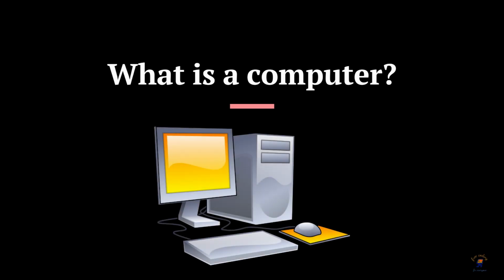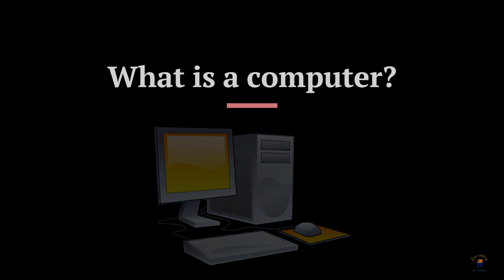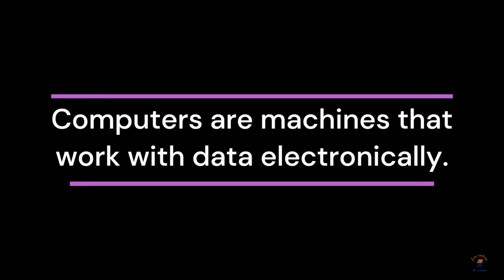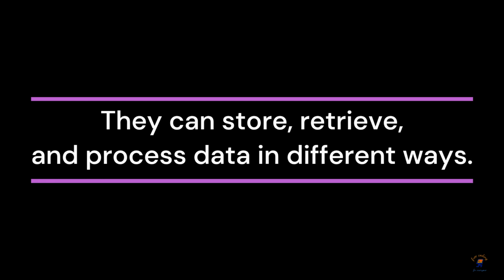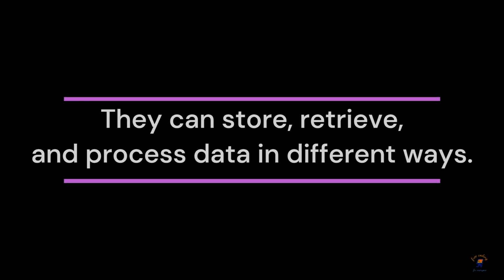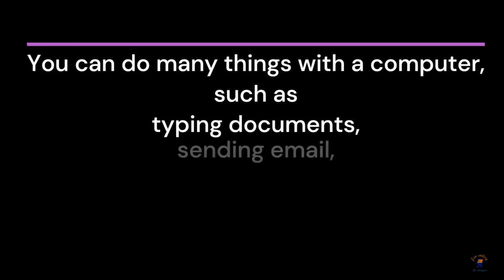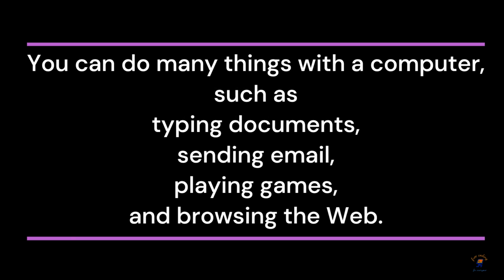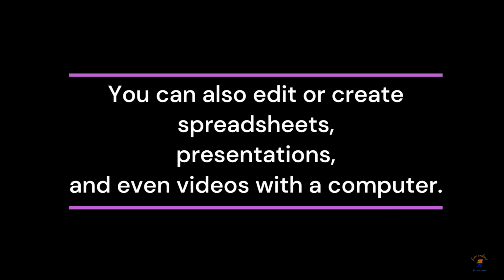What is a computer? Computers are machines that work with data electronically. They can store, retrieve, and process data in different ways. You can do many things with a computer, such as typing documents, sending email, playing games, and browsing the web. You can also edit or create spreadsheets, presentations, and even videos with a computer.